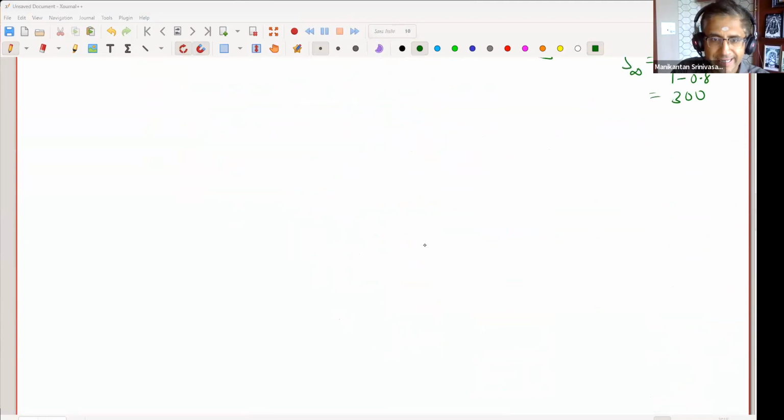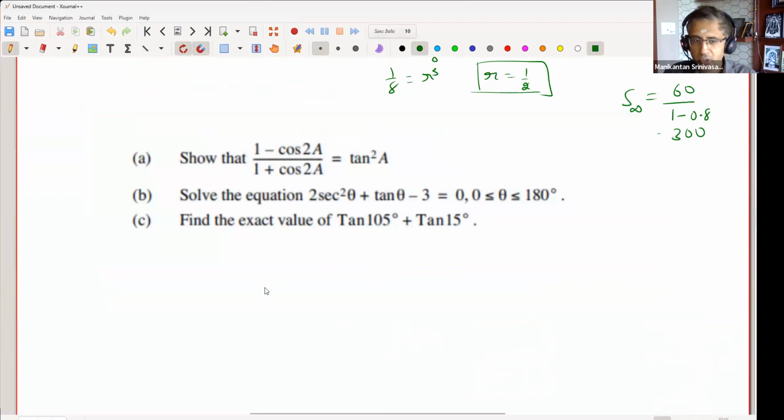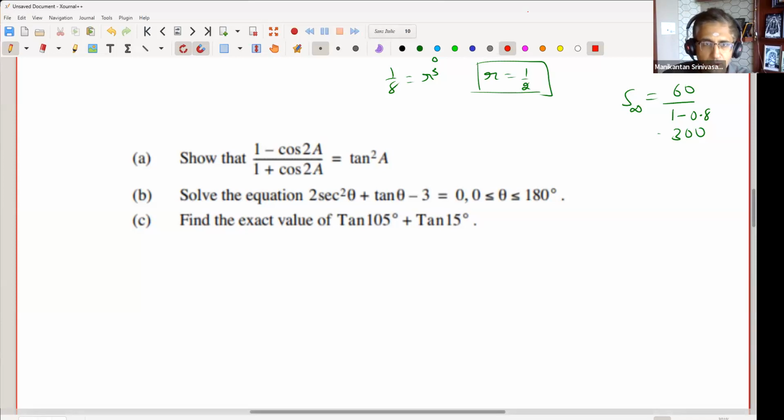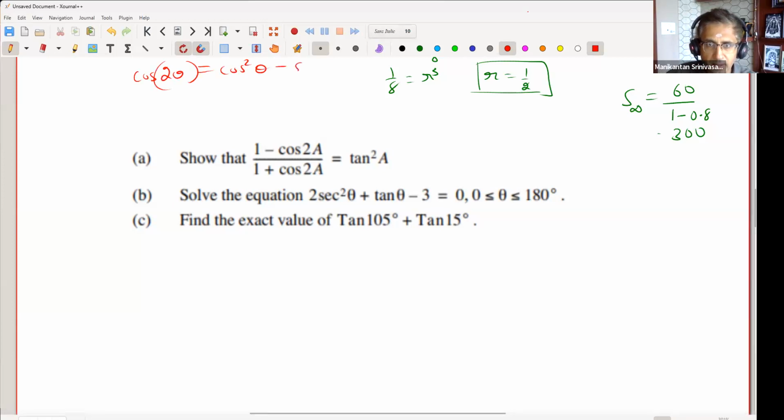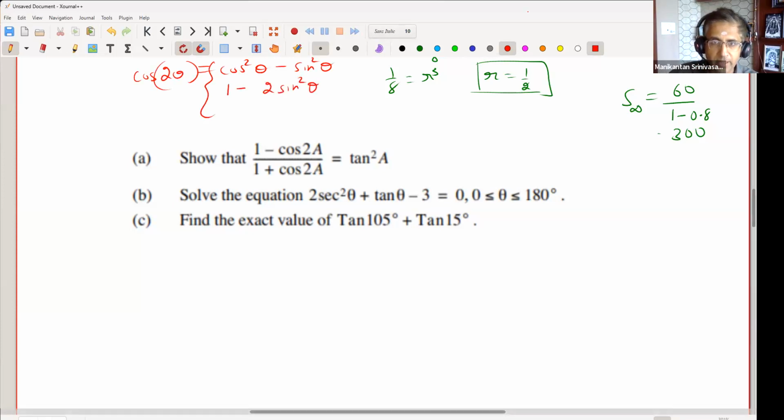That is 25, 26. Some trigonometry for a change. 1 minus cos 2a by 1 plus cos 2a. Okay, so we know all the double angle formulas related to cos 2 theta, right? Just to recap, cos 2 theta was cos square theta minus sin square theta. Then you could replace cos square theta as 1 minus sin square theta. Therefore, you get 1 minus 2 sin square theta. On the other hand, you can replace sin square theta as 1 minus cos square theta. Therefore, you get 2 cos square theta minus 1. So all three formulas are used, right?